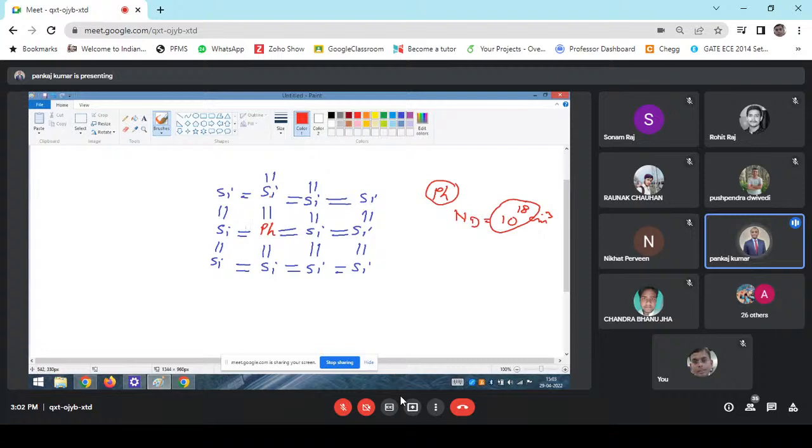Now we find that phosphorus has 5 electrons in its outermost shell. So 4 electrons will form bonds with 4 silicon atoms, and still 1 electron is left with it. So till now the conductivity has not increased.